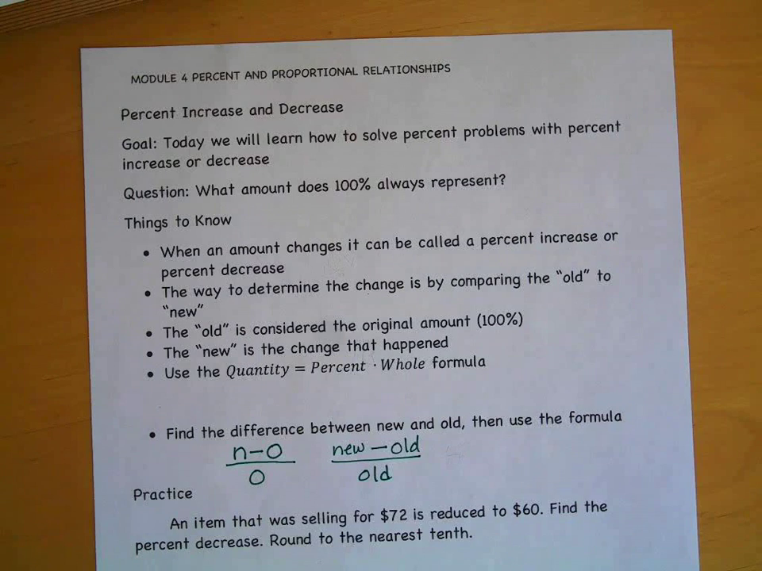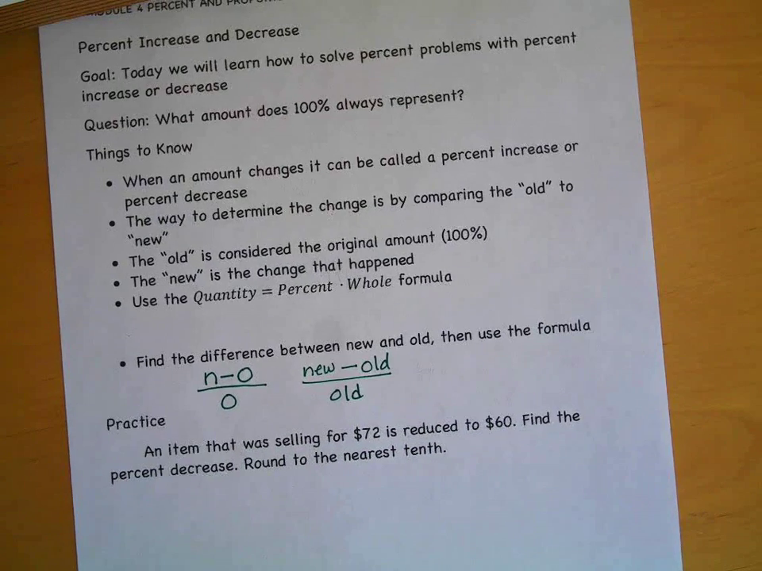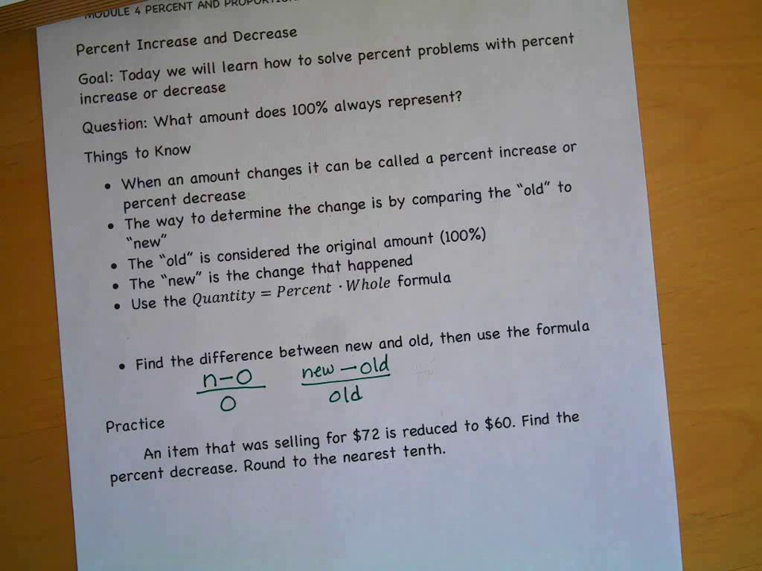All right, let's practice one of these and see what happens. An item was selling for $72. It is reduced to $60, so a change took place. The original, or the old, was $72. The new price is $60, so it was reduced by a certain amount. Find the percent decrease and then round to the nearest tenth.